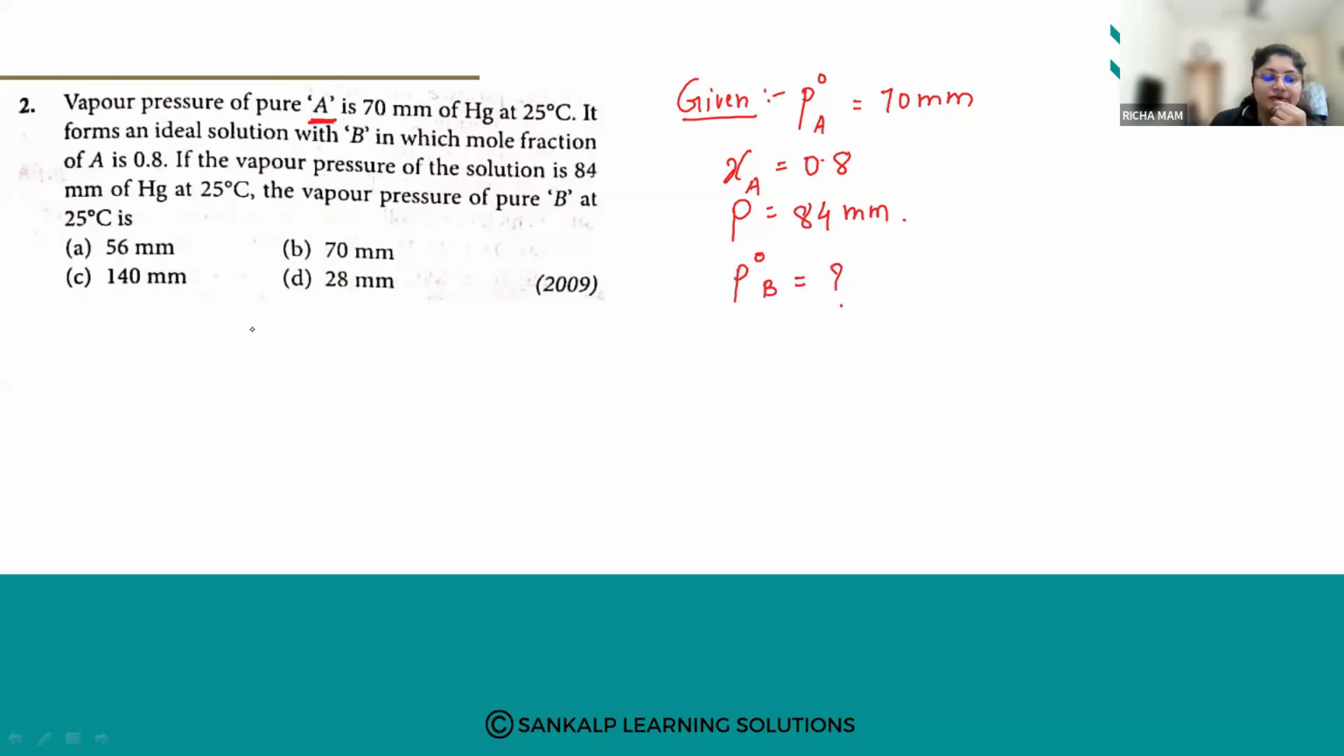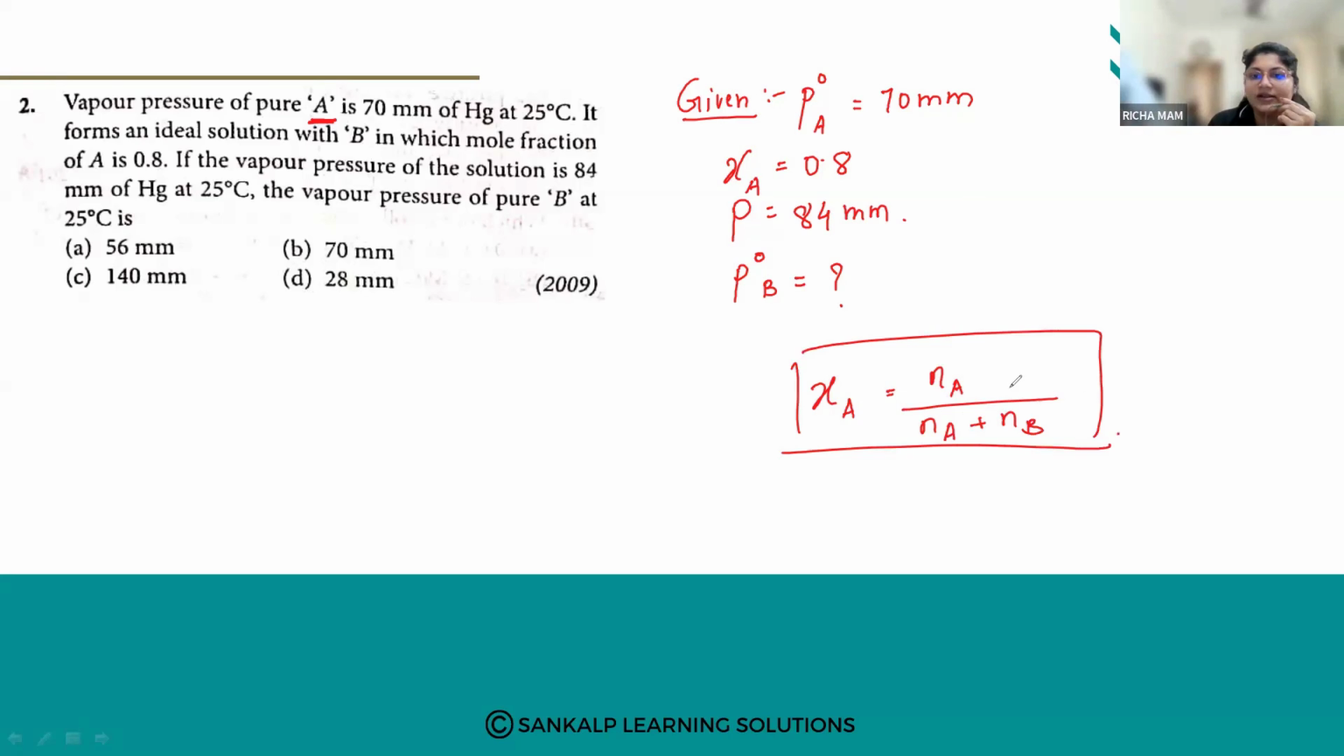Now here we have the mole fraction of A. So what is mole fraction? It is the number of moles divided by the total. Yes, very good. So how are we going to calculate mole fraction? The mole fraction of A is the number of moles of component A upon the total number of moles of components A plus B. Similarly, the mole fraction of B is the number of moles of B upon the total moles of A and B, like this.